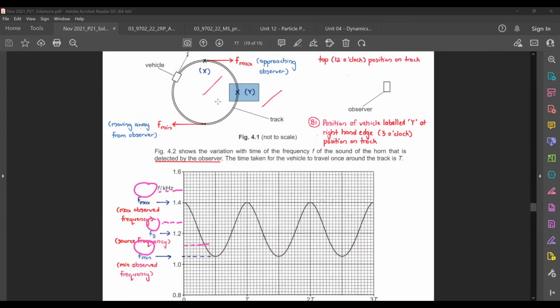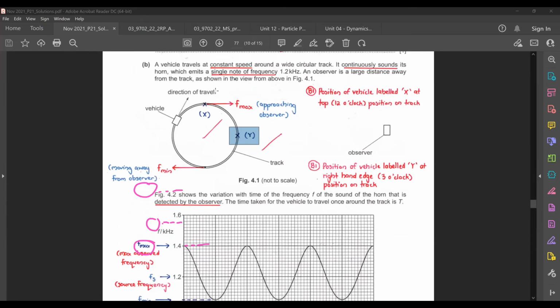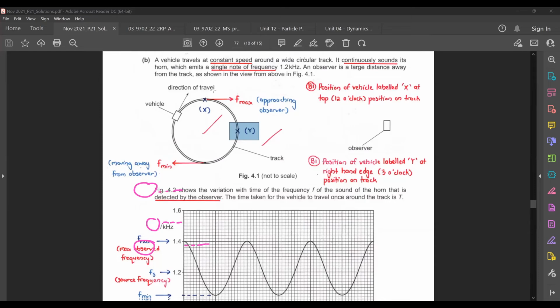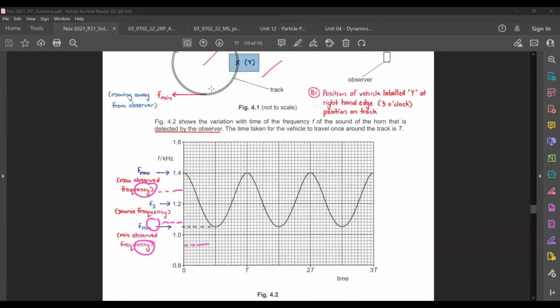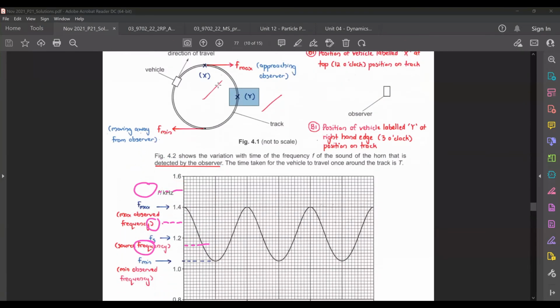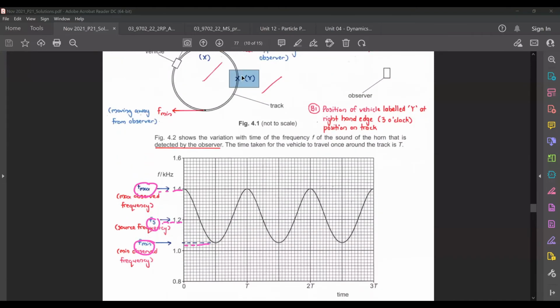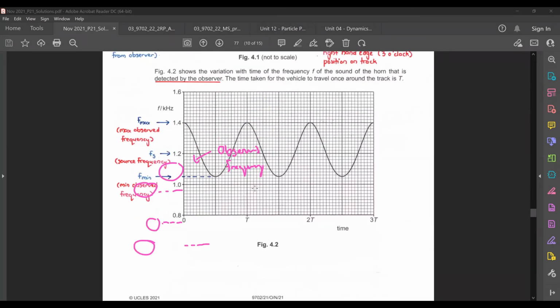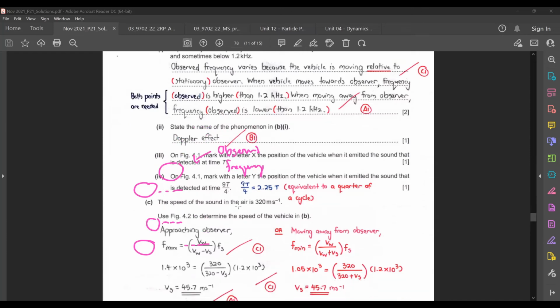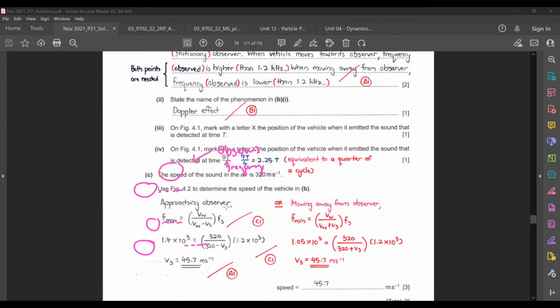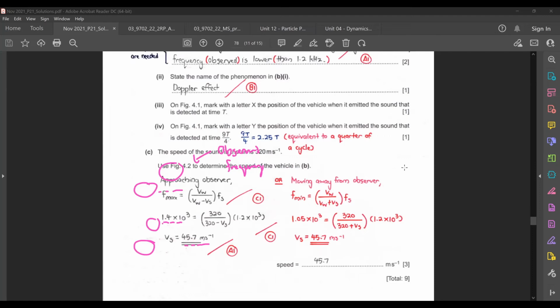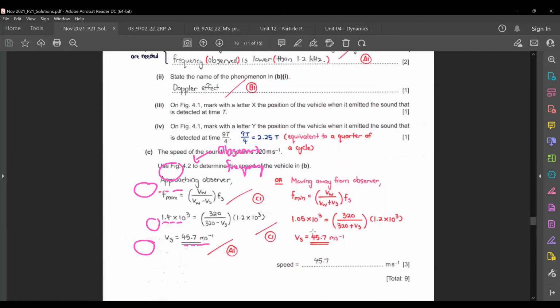And then after that, your VW is somewhere here, right? Your speed of your wave is given already. All this here, by the way, as I mentioned to you, is all your observed frequency. Where you have Fmax, that is moving towards. Where you have Fmin, that is moving away from. So just sub in the values now, and you should be getting the answer.